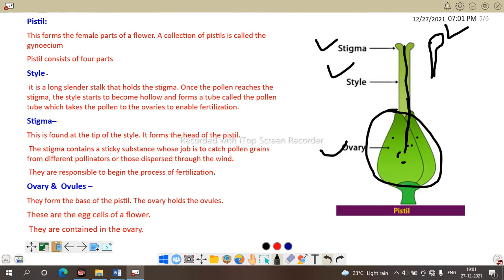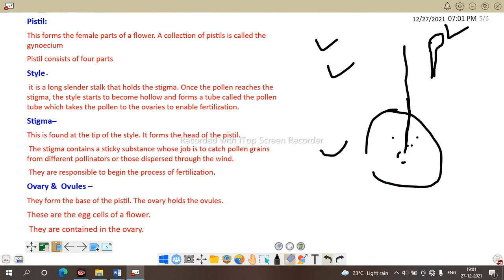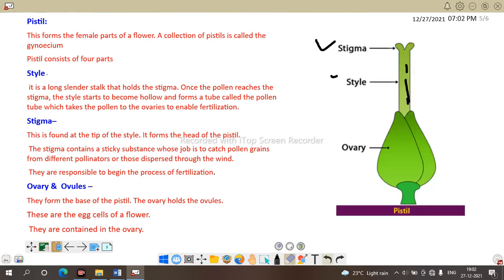Next is the ovary. It forms the base of a pistil. The ovary holds the ovules, as I said, inside the ovary ovules are present. And what is an ovule? These are the egg cells of the flower. Here we finish with the parts of the flower, that is the stigma, the reproductive parts, especially the anther and stamen of the flower, in detail along with all the parts of the flower.